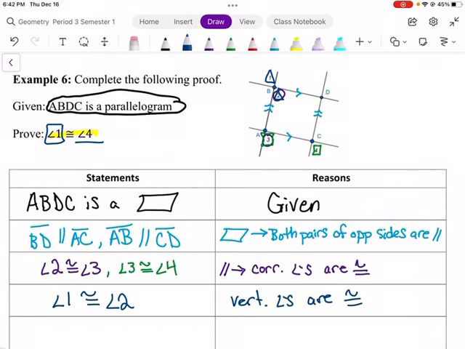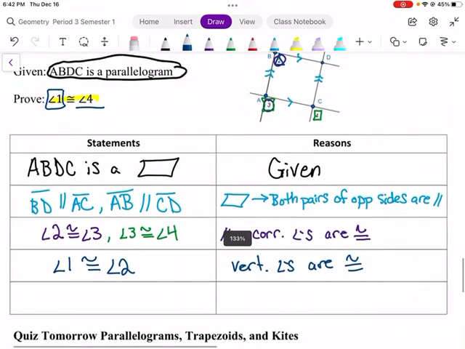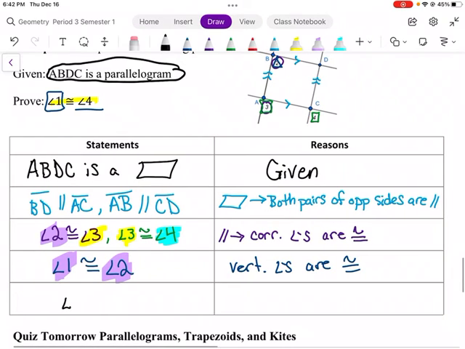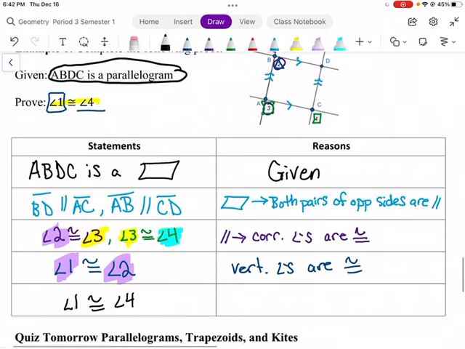If you've already done this proof, you could have said that after the given information and then done the parallel lines, or you could say this first. Now if we look at all of this information, we know 1 is congruent to 2, 2 is congruent to 3, and 3 is congruent to 4. So now we can say what we were trying to prove, that angle 1 is congruent to angle 4, which is the transitive property.